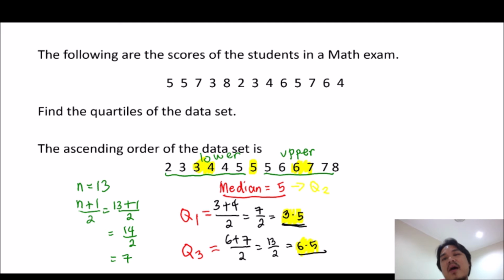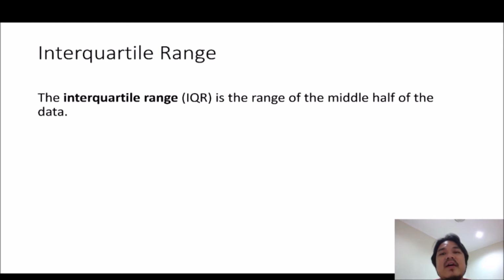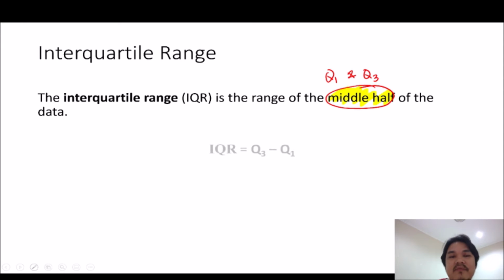Okay, so how is it related to our interquartile range? So let's have the definition of the interquartile range. So the interquartile range is the range of the middle half of the data. So the middle half of the data that we're talking about here is quartile 1 and quartile 3. Okay, that's what we call the middle half. Okay, so the formula in finding the interquartile range is Q3 minus Q1.